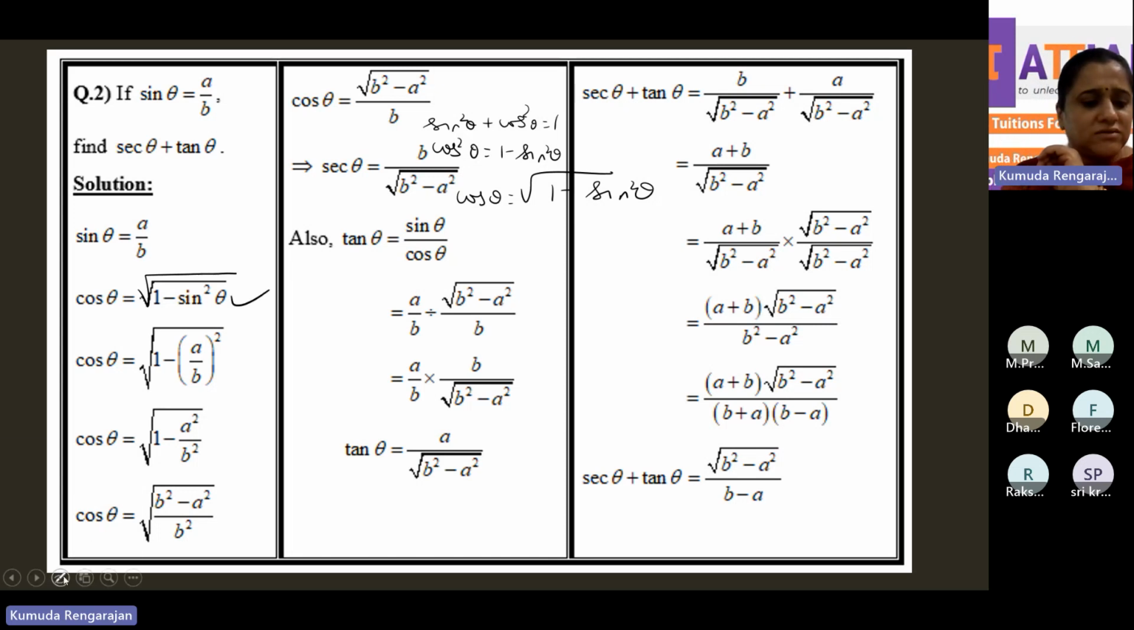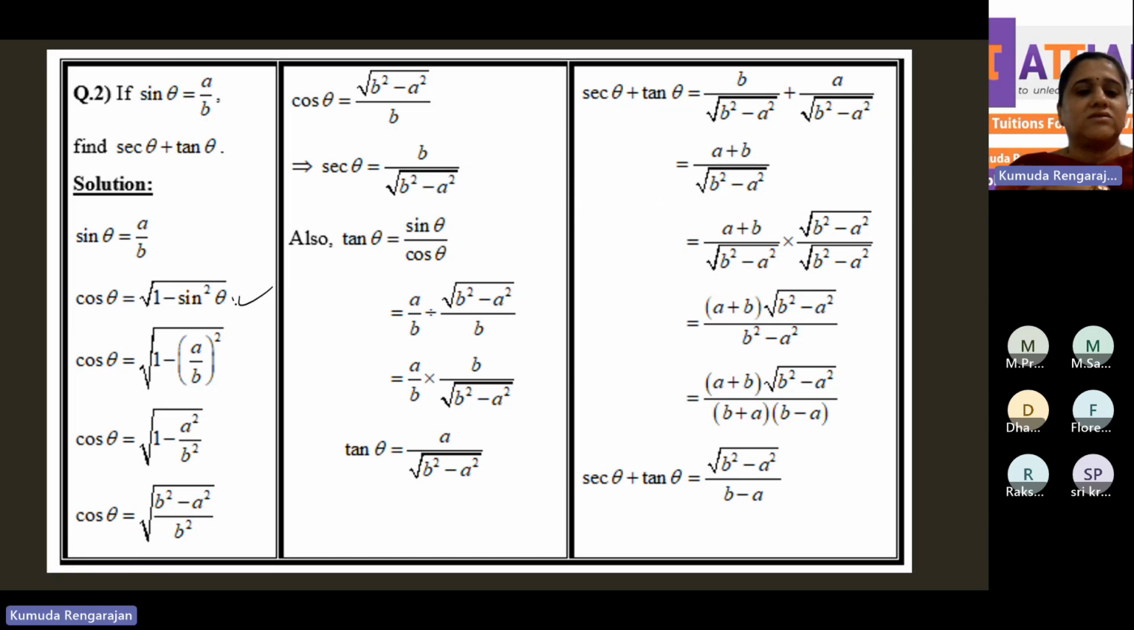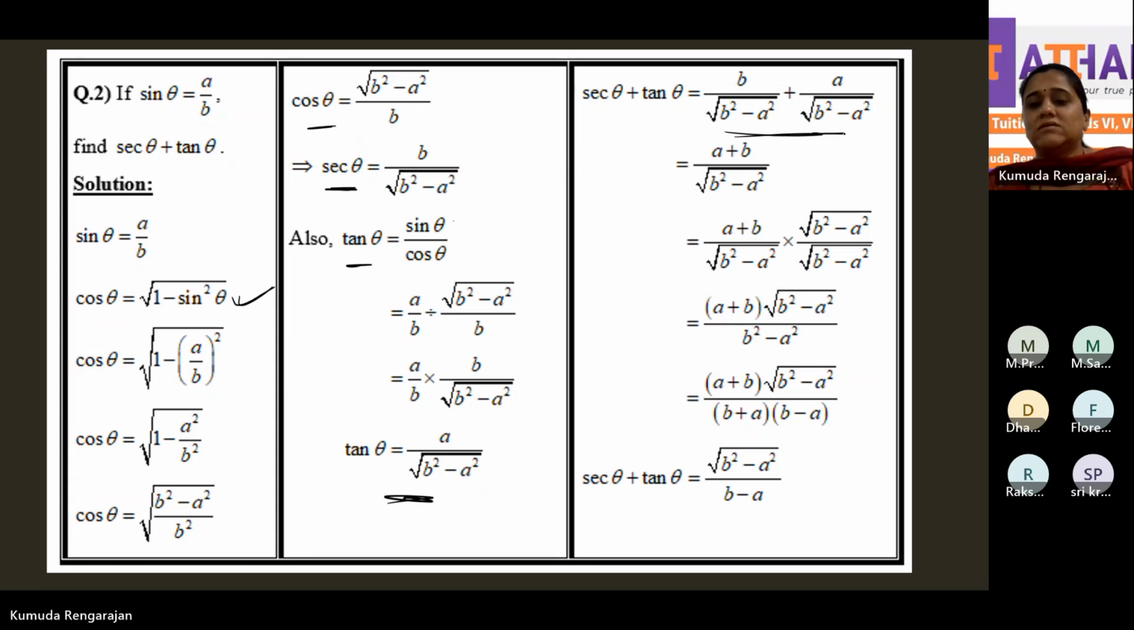You can write it straight away like this, using the identity: cos theta is root of 1 minus sine square theta. So I've substituted and I found cos theta. Reciprocal is secant theta. Tan theta is sine theta by cos theta. So divide and I got tan theta. Now I add. I get this. Denominator is irrational, so I rationalize the denominator.